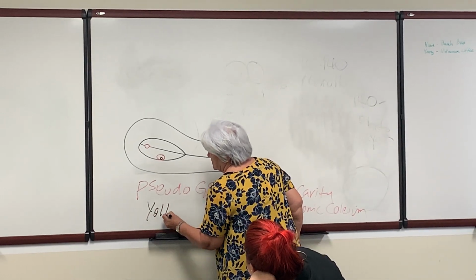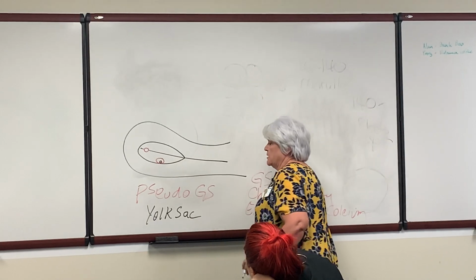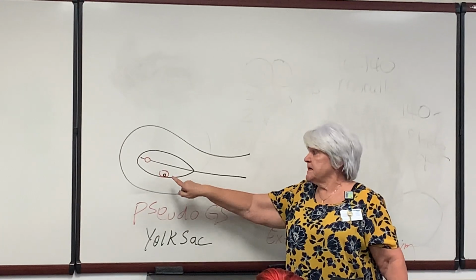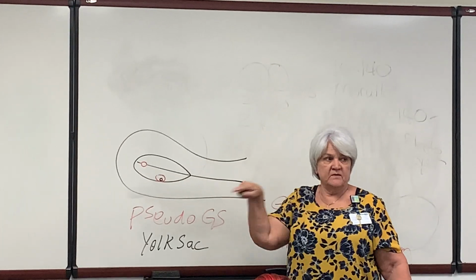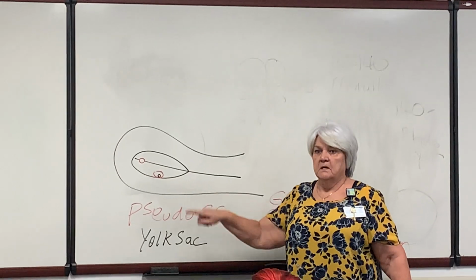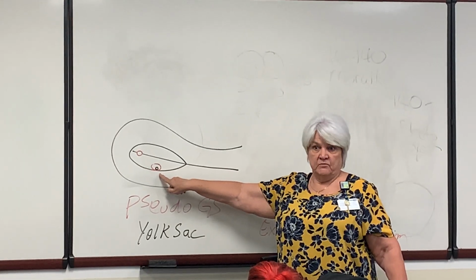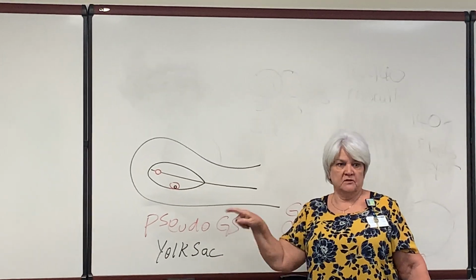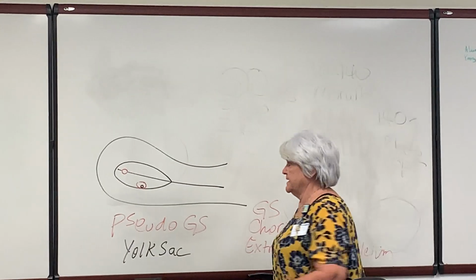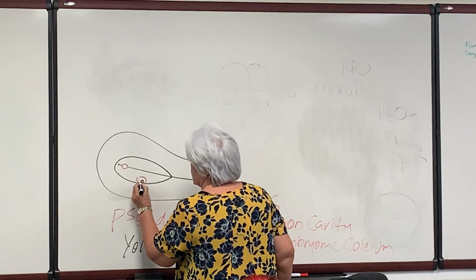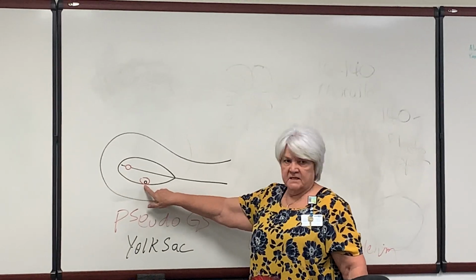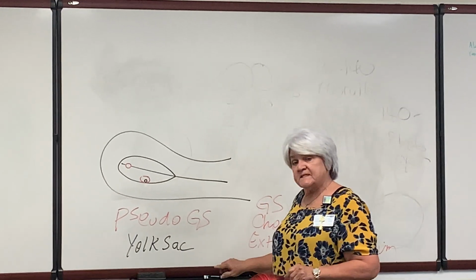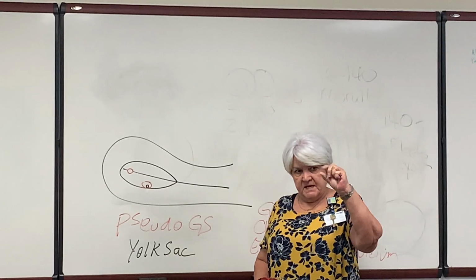Yolk sac. We see this around 5 weeks. Sometimes we can see the gestational sac at 3 to 5 weeks. Okay? We always see a yolk sac by 5 weeks, 5.5, because the heart starts beating at 35 days. So that will be considered a crown rump length. Okay? When we first see it, it's just 2 little cells beating like this.